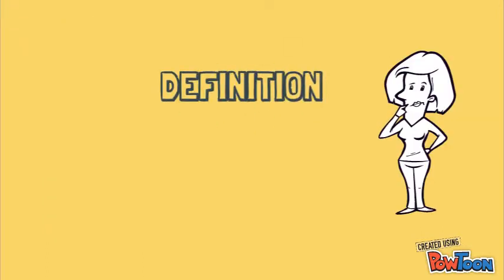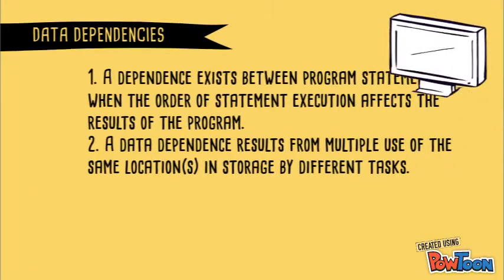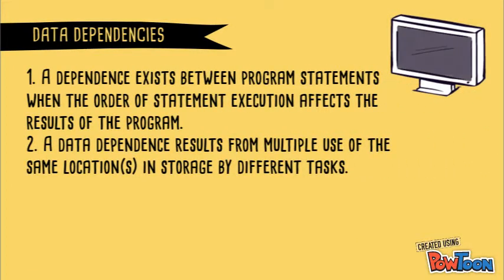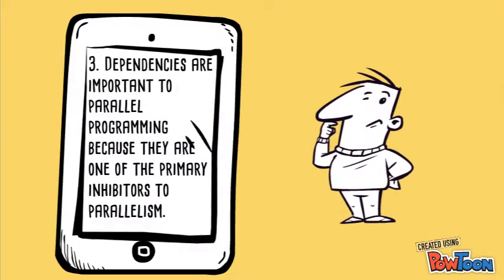Definition: data dependencies. 1. A dependence exists between program statements when the order of statement execution affects the results of the program. 2. A data dependence results from multiple uses of the same locations in storage by different tasks. 3. Dependencies are important to parallel programming because they are one of the primary inhibitors to parallelism.